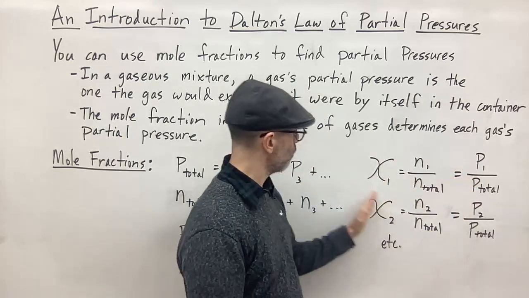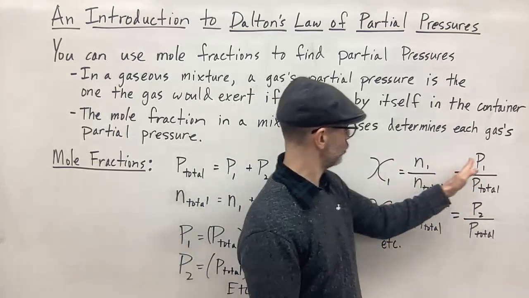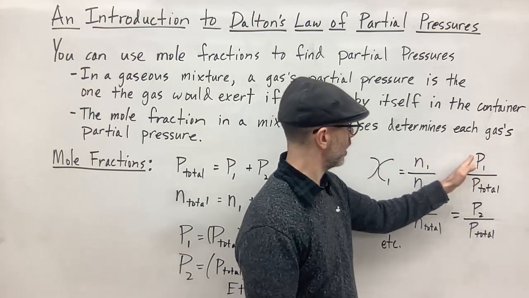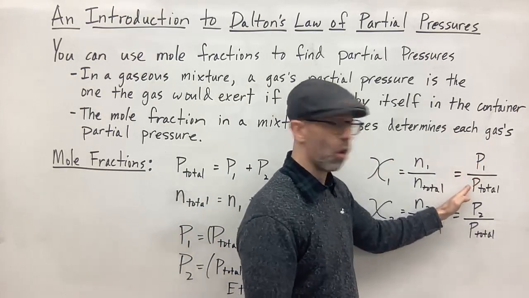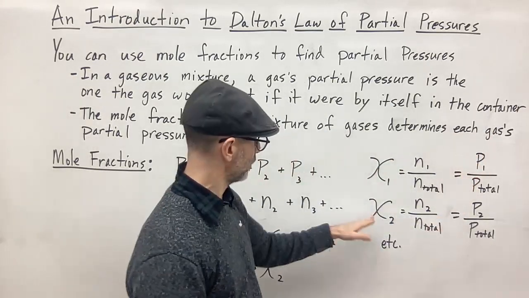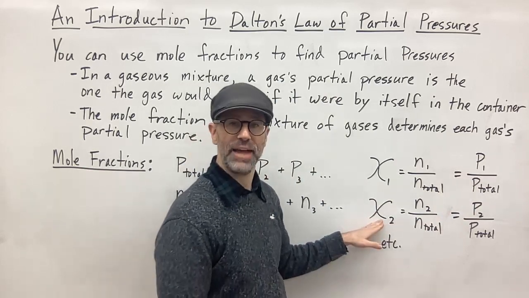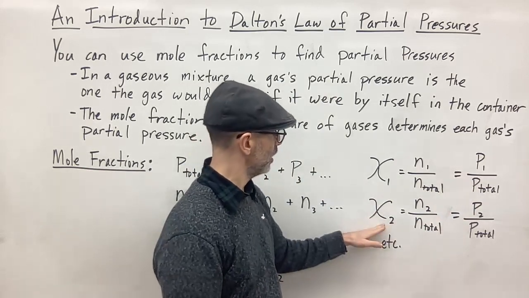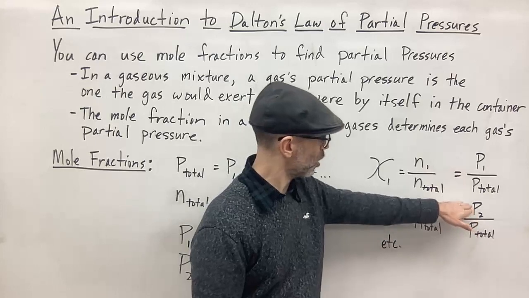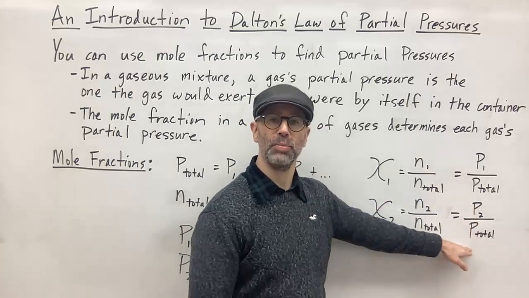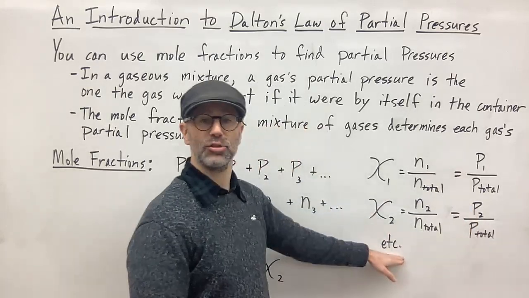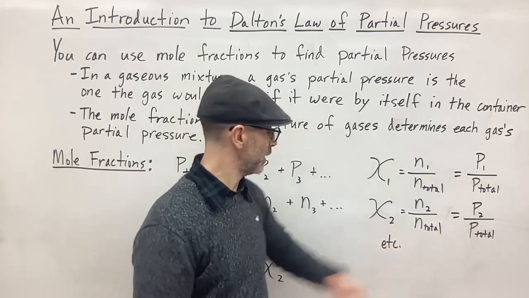So the mole fraction is equal to the ratio of the partial pressure of gas 1 over the total pressure. And the same thing for gas 2: the mole fraction of gas 2 is also equal to the partial pressure of gas 2 over the total pressure, and so on for any other gases in the mixture.